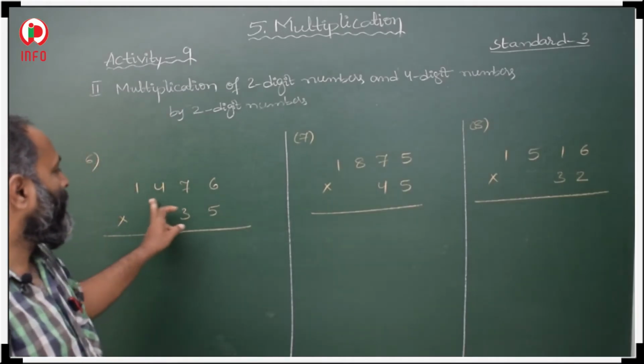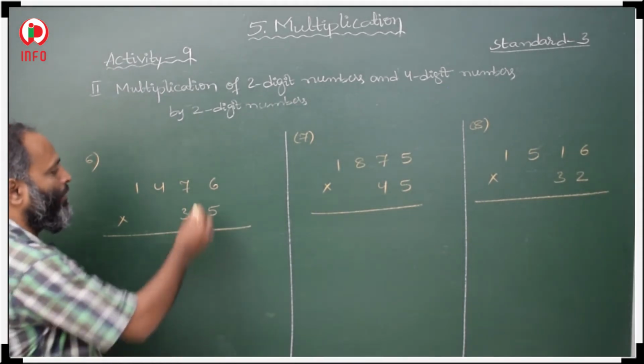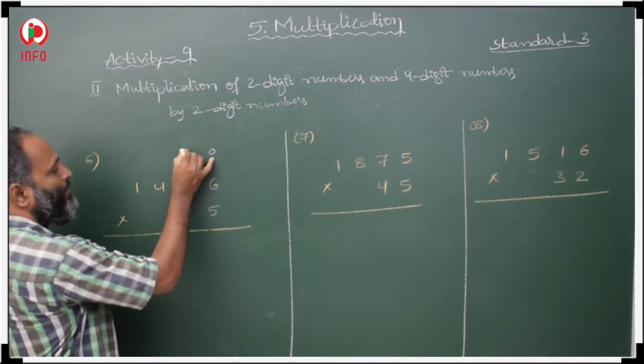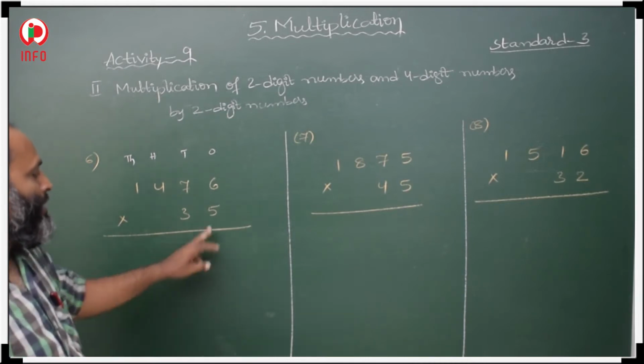Yes, 4-digit number with a 2-digit number multiplication. So, see how to do. First, this is ones place, tens place, hundreds place and thousands place. First, we start with 5.